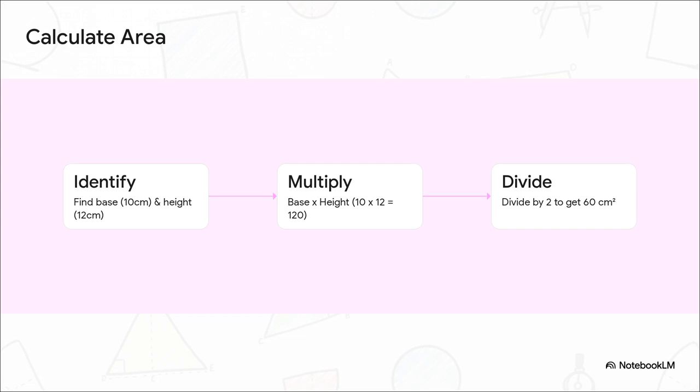Step 2, multiply the base by the height, so 10 times 12 is 120. Step 3, and please, whatever you do, don't forget this part, divide by 2. 120 divided by 2 gives us an area of 60 square centimeters. Easy, right? You're doing great.